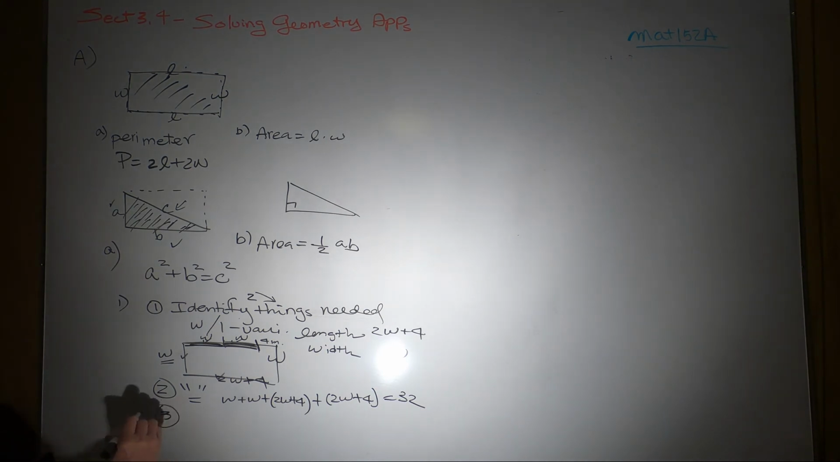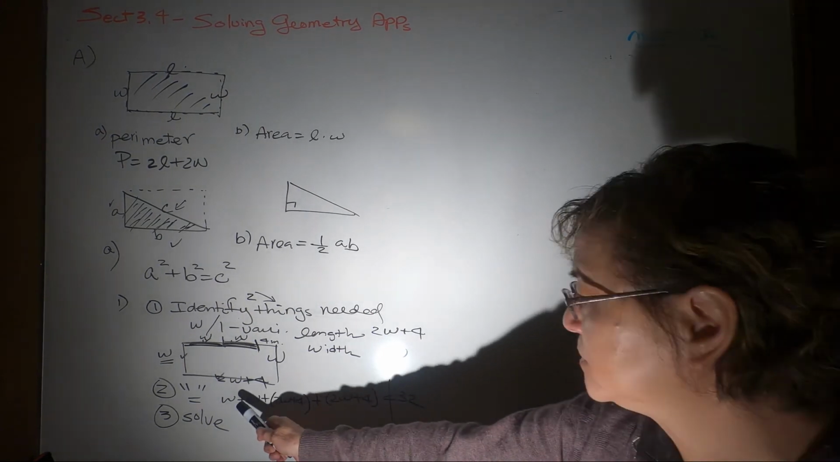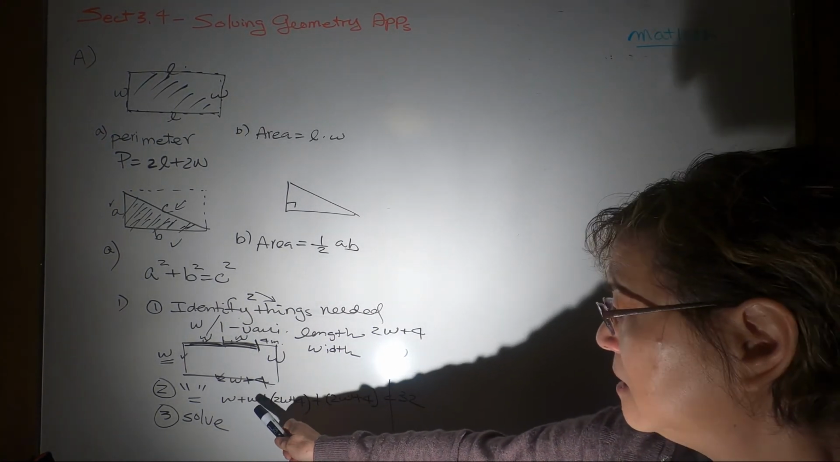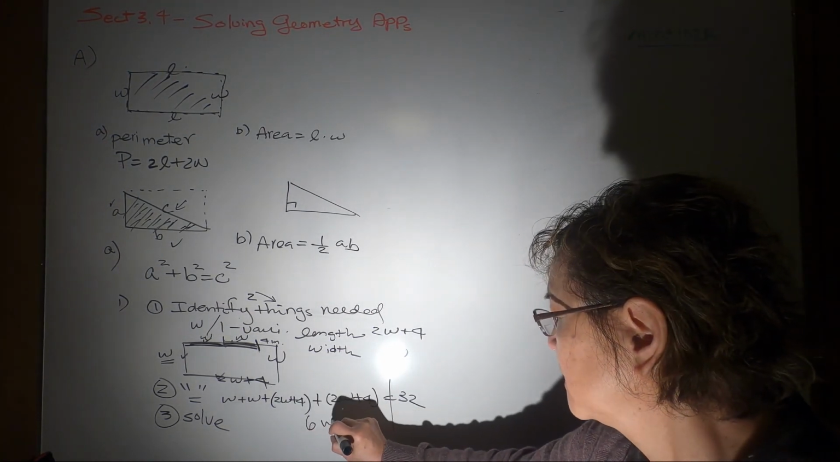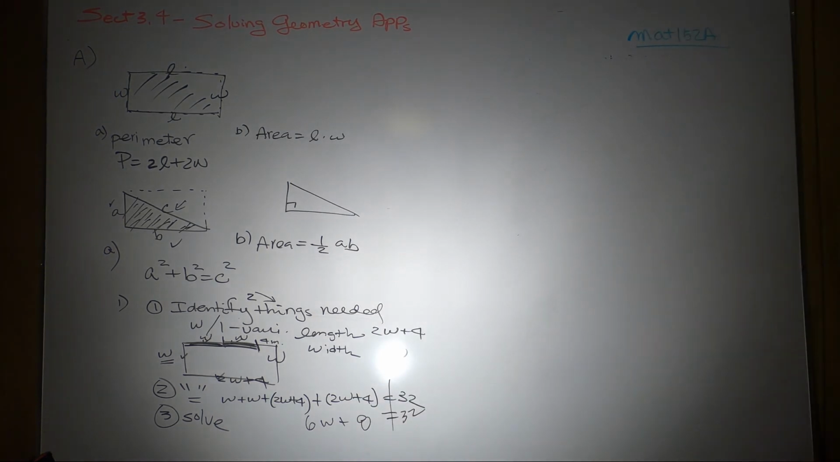Then we say third step is what? To solve it. Can we solve it? Is that a linear equation? Yes. Combine like terms. Total would be what? 6W plus 8 equals 32, right?